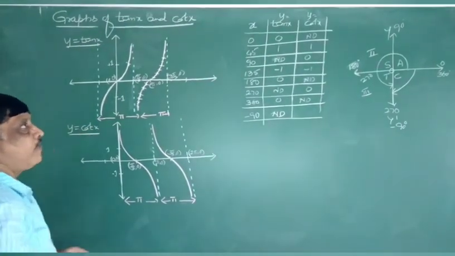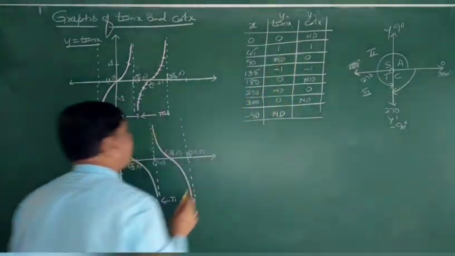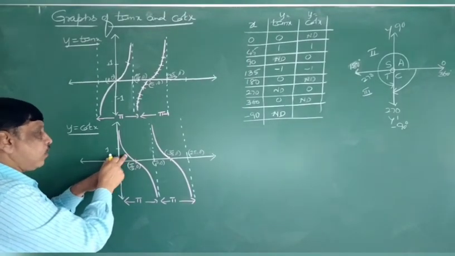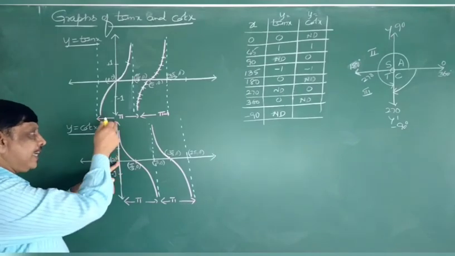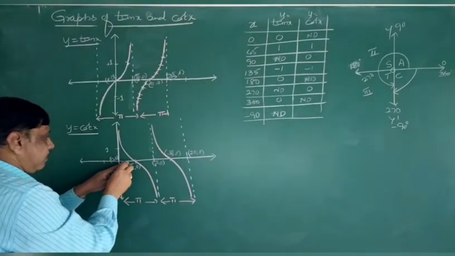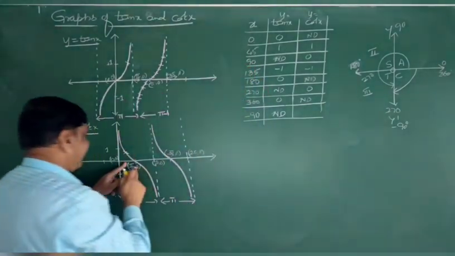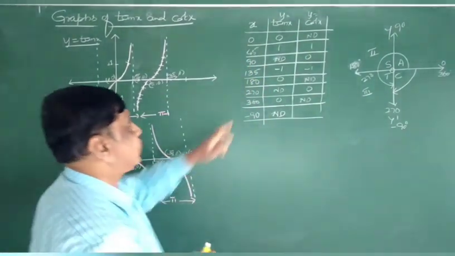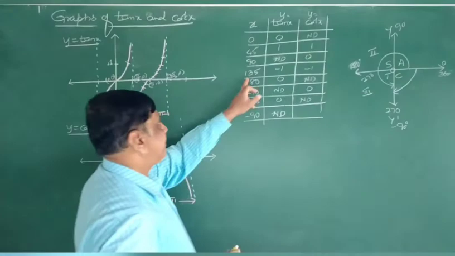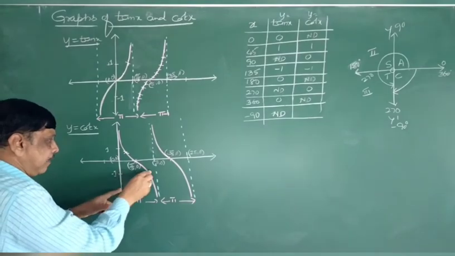Okay. Similarly, when you observe the graph of y equals cot x, when x equals 0, it is not defined. Not defined means the y coordinate does not exist on the y-axis. Next, when x is equal to 45 degree, it is 1. When x equals 90 degree, cot x is 0. So this is the point. Next, when x is equal to 135 degree, approximately 135 comes here, it is minus 1.